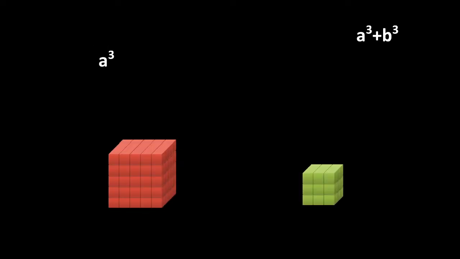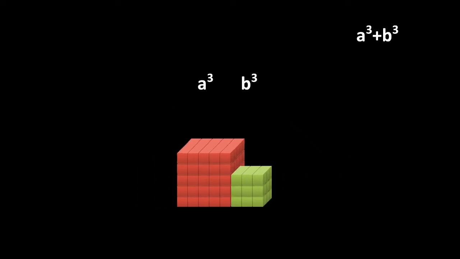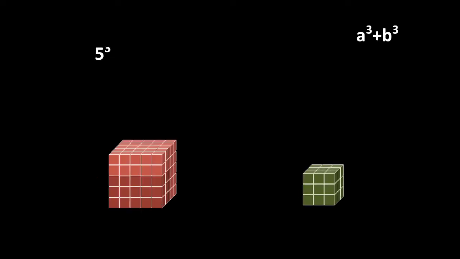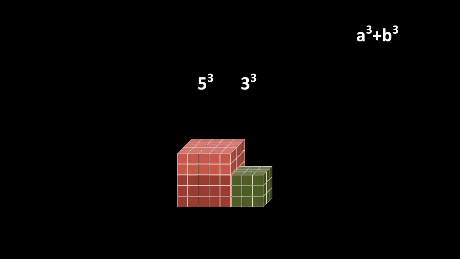How do we prove factorization of a cube plus b cube? That is sum of two cubes. This is the shape we get. And let's start by taking two arbitrary numbers, which are 5 and 3. If it is true for 5 and 3, it will be true for all the numbers.